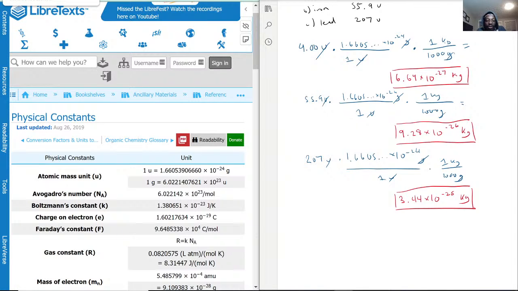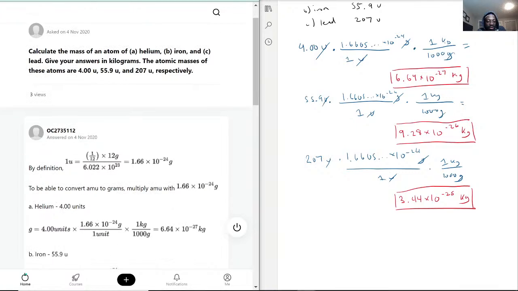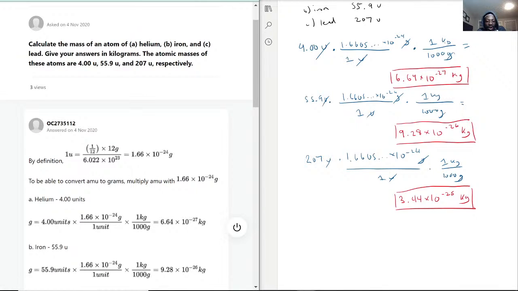So let's see how we did for this question. Let's see how they solved it. By definition, yep, they do have the conversion factor. It is 1.66 times 10 to the negative 24. And they do explain how we get that number. They use the atomic mass units for carbon-12 and divide that by 6.022 times 10 to the negative 23rd. That's how they get their conversion from atomic mass units to grams, because most things are based on the carbon-12 isotope.